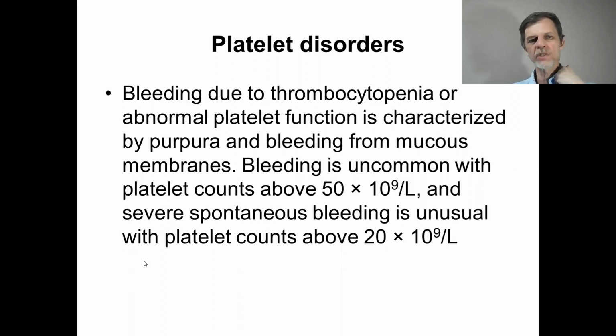Bleeding is uncommon with platelet counts above 10 times 10 to the 9 per liter, and severe spontaneous bleeding is unusual with platelet counts above 20 times 10 to the 9 per liter. So remember, normal numbers are 150 to 400. Usually bleeding starts when these numbers drop to 50 or even 20, 10 times 10 to the 9 per liter.